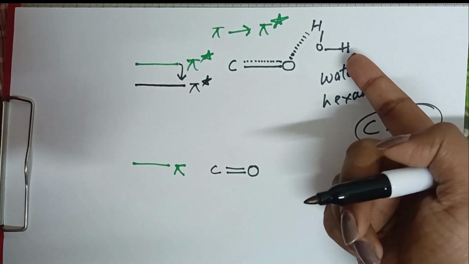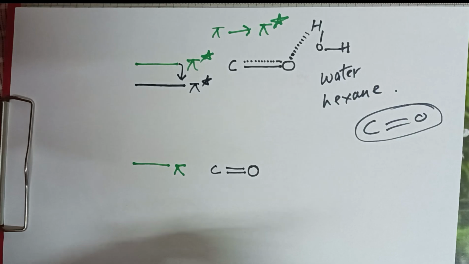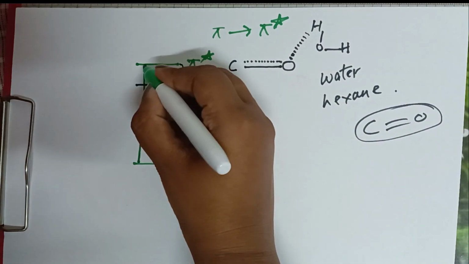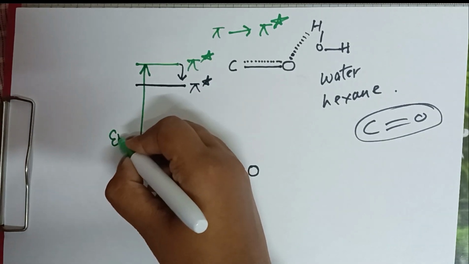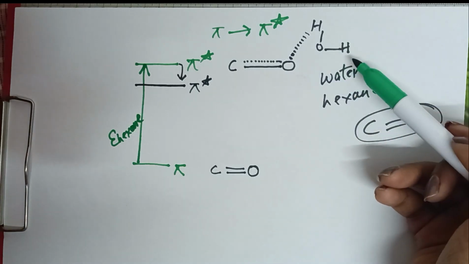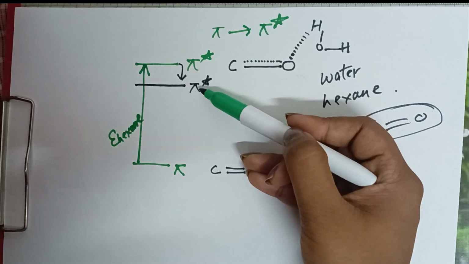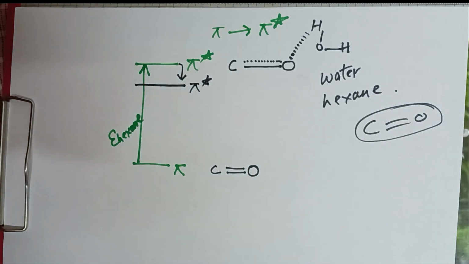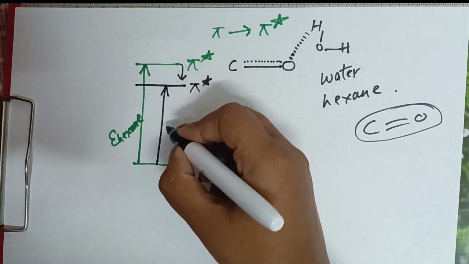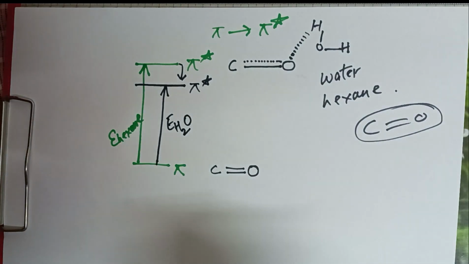Where is it happening? It is happening only in case of water as a solvent. This is not happening in case of hexane as a solvent. So when we have hexane as a solvent, this is the energy difference, right? This is in case of hexane. But when water molecules interact, what happens? Due to these interactions, the energy of pi star decreases, and overall we have this much energy gap between pi to pi star transitions in case of water molecules as solvent, right?